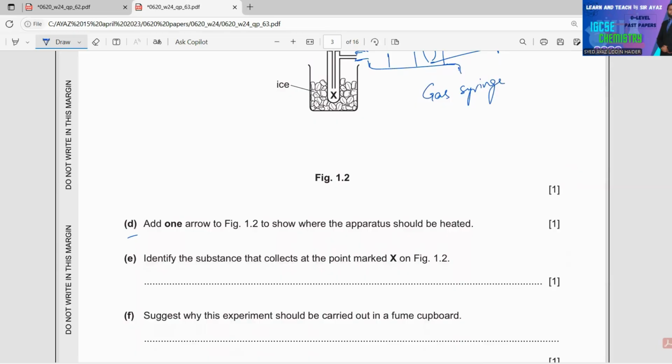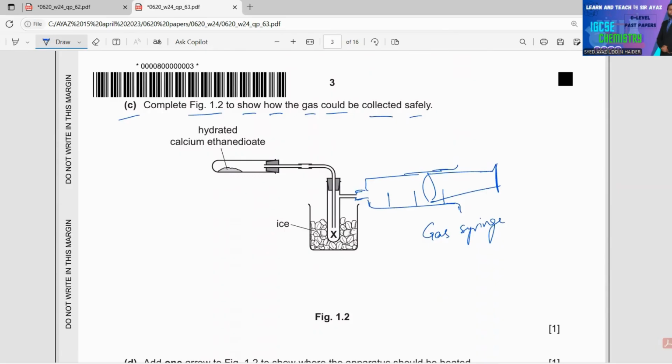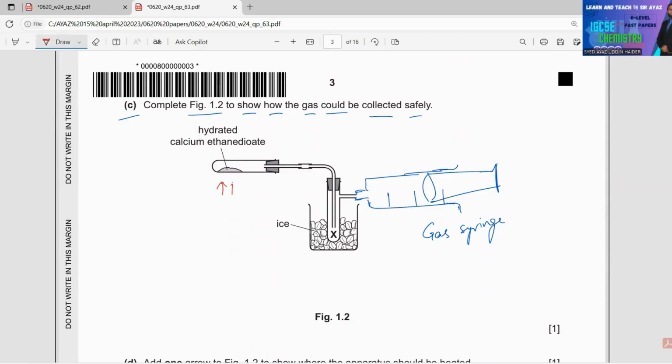Part D. Add one arrow to figure 1.2 to show where the apparatus should be heated. Now we have hydrated calcium ethanedioate. It should be heated. So we will heat it from this point, before heating.